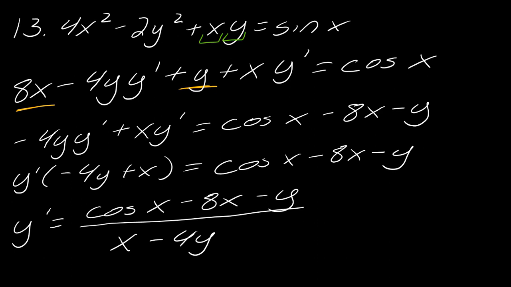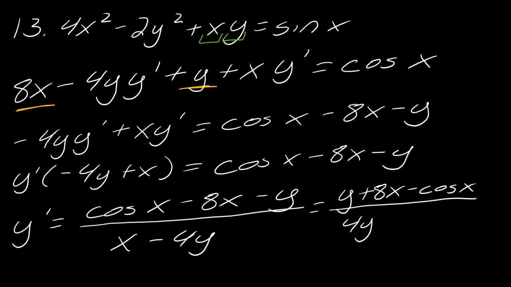Now, if you look in the solution for this, I actually have everything the opposite. Your answer will also depend a little bit on how you add it to the left or to the right. So the equivalent answer of this would be y plus 8x minus cosine of x over 4y minus x. Notice how I just flipped the positive and negative signs. Those are equivalent answers.